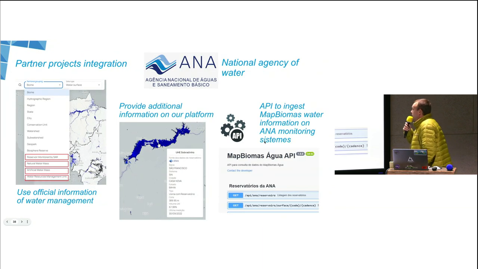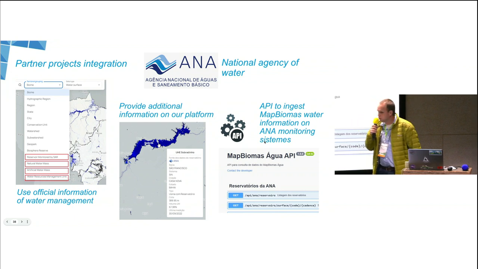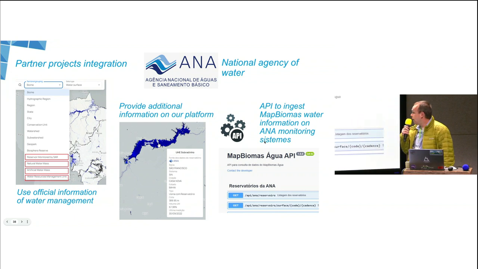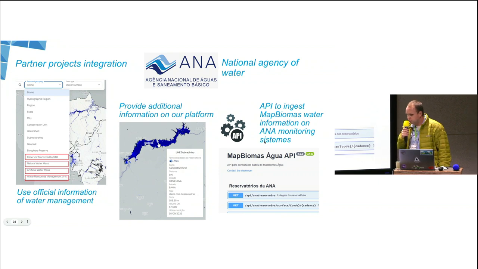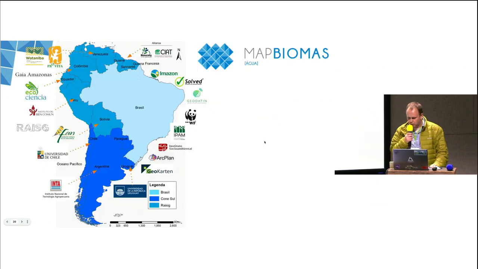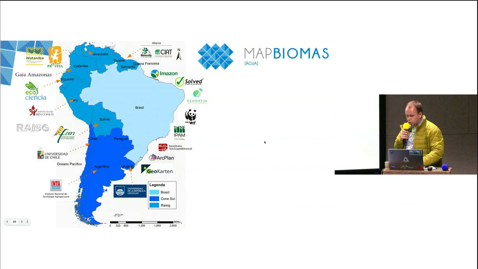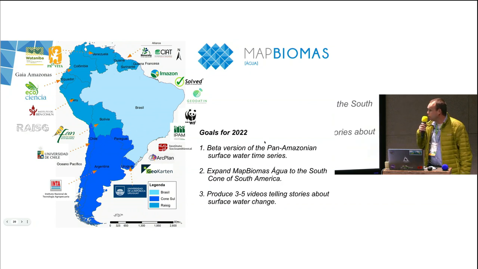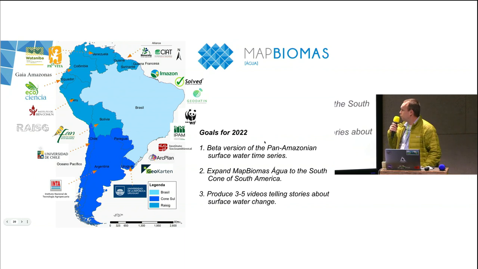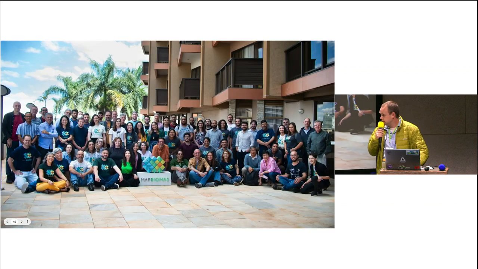We stay integrated with ANA, the National Agency of Water, an important partner of the project. And now we are going to expand to South America in three different groups: the Brazilian team, the Panamazonic team, and the Cono Sur team, training partners in all of the countries to use Earth Engine and the MapBiomas Water mapping methodology. This is our Brazilian MapBiomas team.